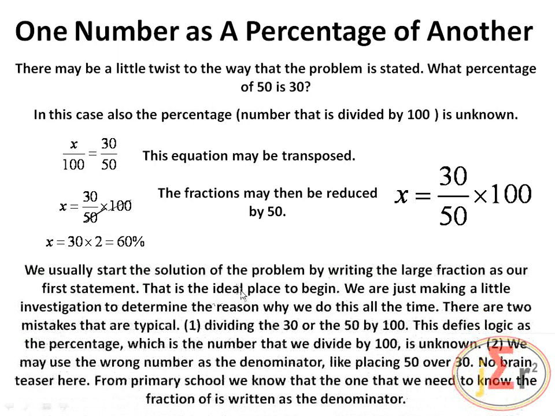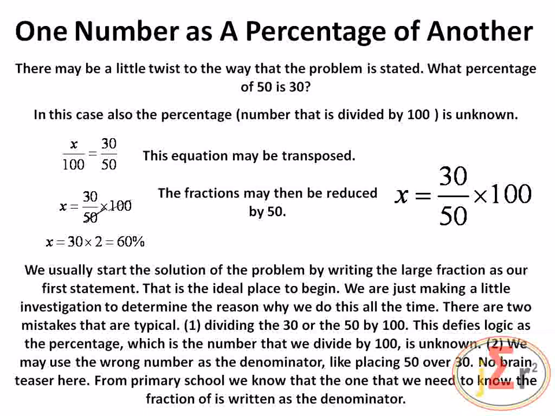We usually start the solution of a problem by writing the larger fraction as our first statement. This is our larger fraction that we are talking about. It is usually written as our first statement. When we are asked what percentage of 50 is 30, we just jump and we write 30 over 50 multiplied by 100, and then we write equal and we put the answer. There's nothing to it. This is the ideal place to begin. We are just making a little investigation to determine the reason why we do this all the time.